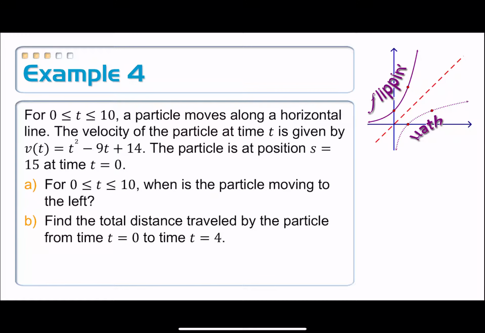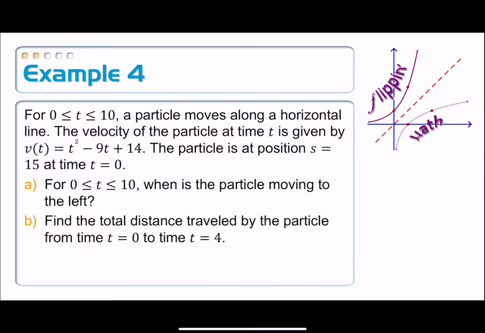All right, here we are, the final free response question for rectilinear motion. Let's look at the setup, shall we? For 0 ≤ t ≤ 10, a particle moves along a horizontal line. The velocity of the particle at time t is given by this velocity function, a quadratic. The particle is at position s = 15 at time t = 0. So there's an initial condition for us.